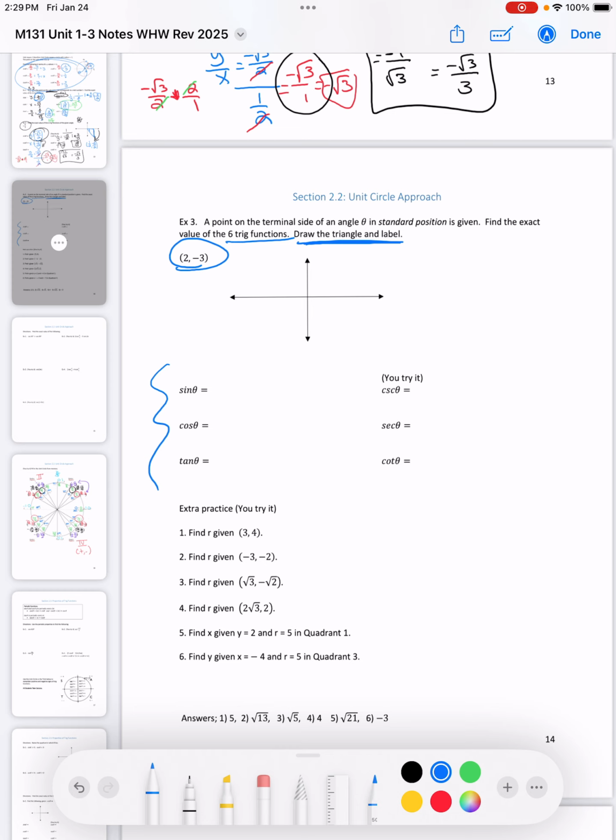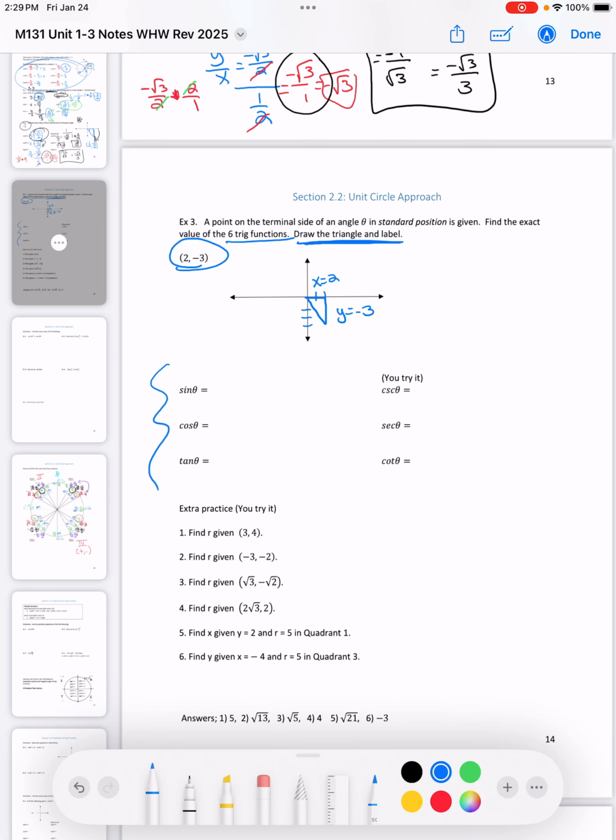So I'm going to go over 2 and then down 3. So over 2, down 3, and then connect is how I draw my triangle. The same way I would graph the point. You go over and then either up or down, whether it's positive or negative y. So there's my triangle. So in this case, x was 2 and y was -3.